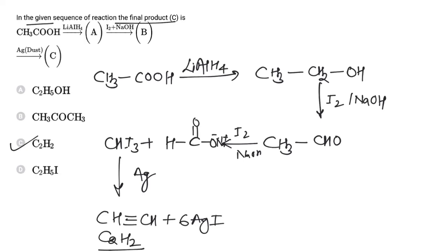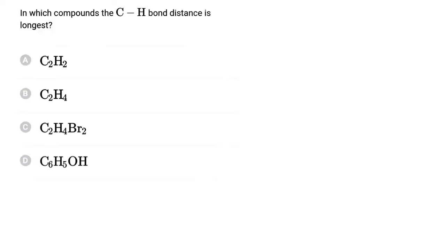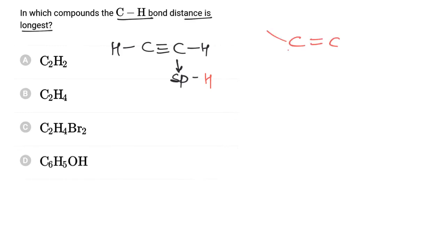C2H2, or alkyne, is formed as a final product. In which compound is the carbon hydrogen bond distance longest? Now in the first case, acetylene is present, in which carbon is sp hybridized. So in this case, the bond is formed between sp hybridized carbon and hydrogen. In the second case, we have ethylene molecule. In ethylene molecule, the bond is formed between sp2 hybridized carbon and hydrogen.